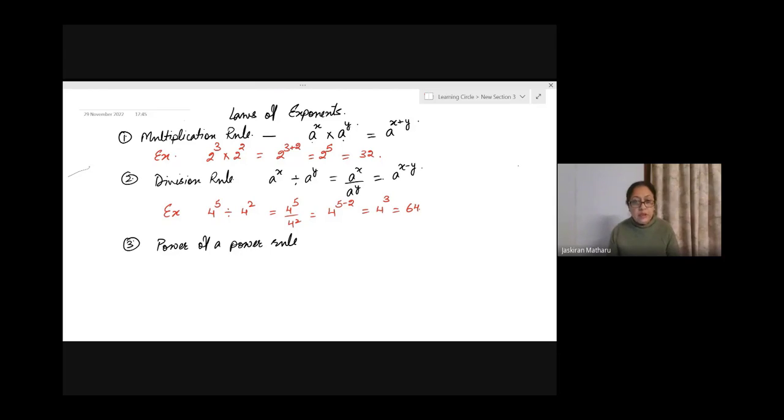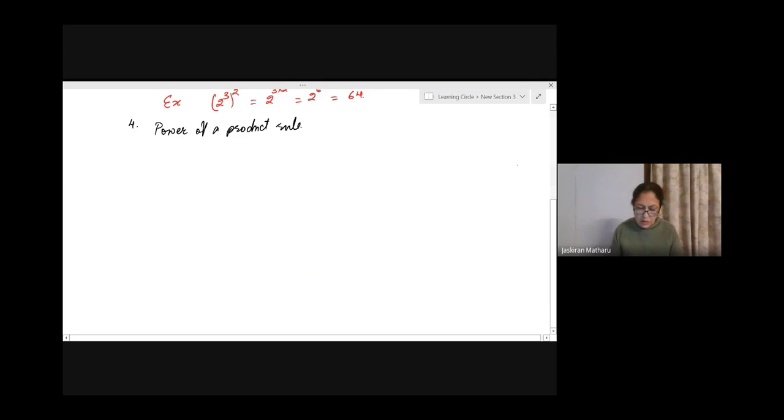Third rule is called power of a power rule. So we have a raised to the power x, and this is further raised to the power y. In power of a power rule, the powers get multiplied. So it is a raised to the power xy. Example, 2 raised to the power 3 raised to the power 2. This will be 2 raised to the power 3 into 2, which is 2 raised to the power 6, which is equal to 64.